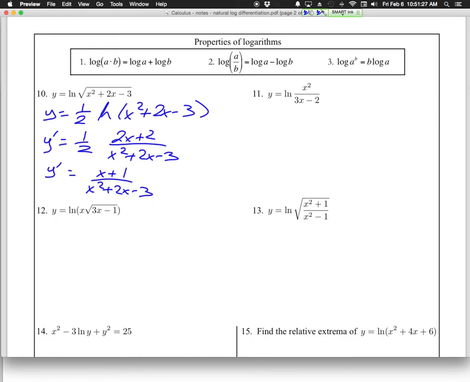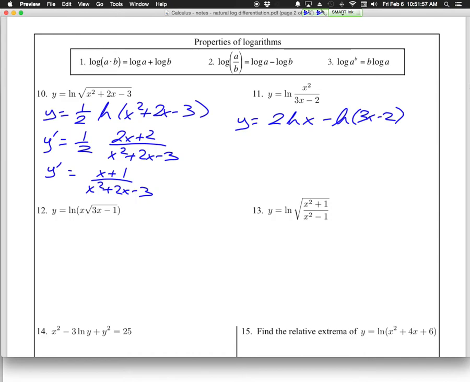Number 11. I have y equals the natural log of x squared over 3x minus 2. What do I do here? Subtraction, and what can I do with the square on the x? Take it out front. So this can look like 2 natural log of x minus the natural log of (3x minus 2). Notice how I put parentheses around the 3x minus 2. Make sure you do that so you know what's inside the log.